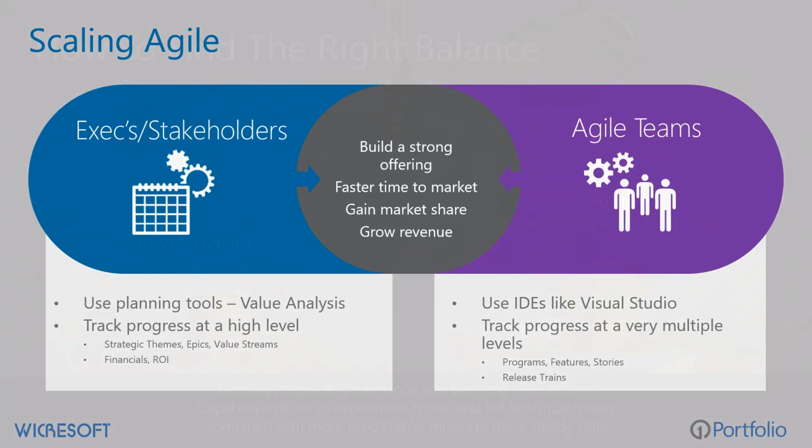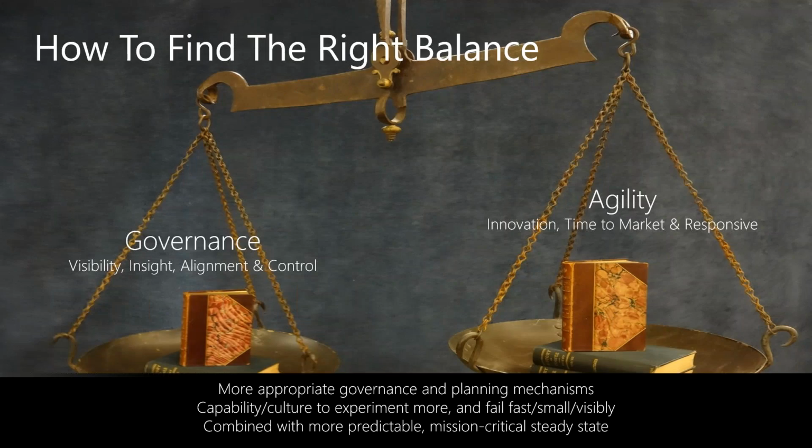So the idea here is we want to talk today about finding the right balance. How do we provide the right amount of agility with the tools and the approaches that Agile offers so that we can innovate, have quick time to market and be responsive to change, yet provide leadership with the right amount of governance, visibility, and control that they need so that they can steer the rudders of the business as they go through.